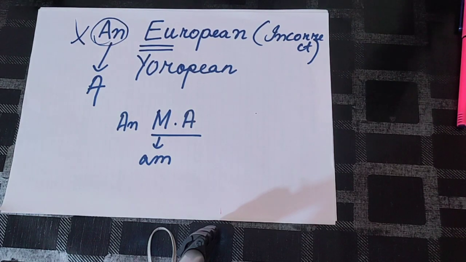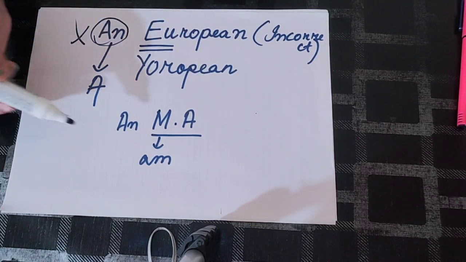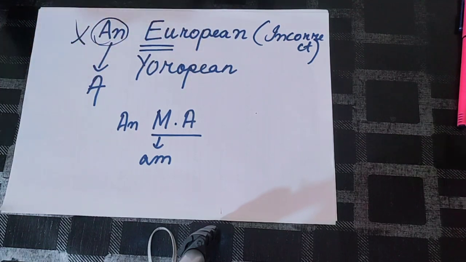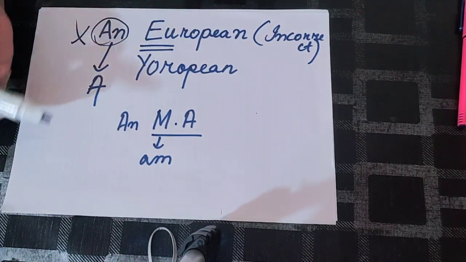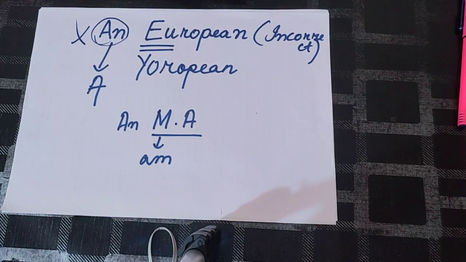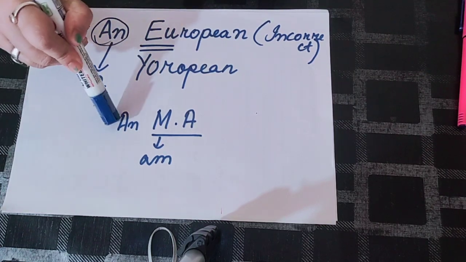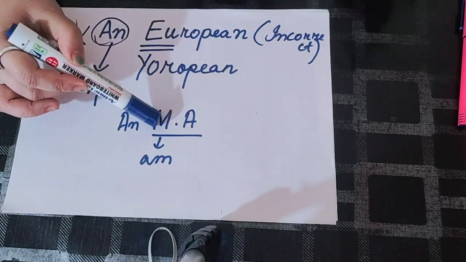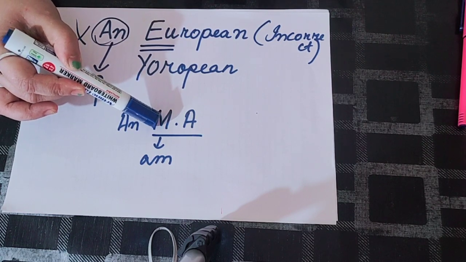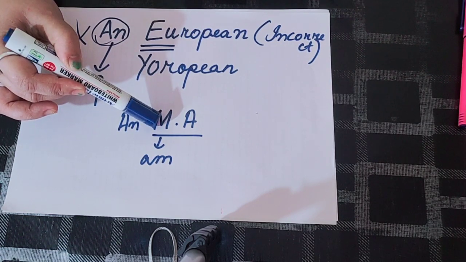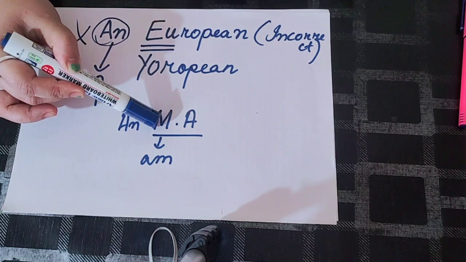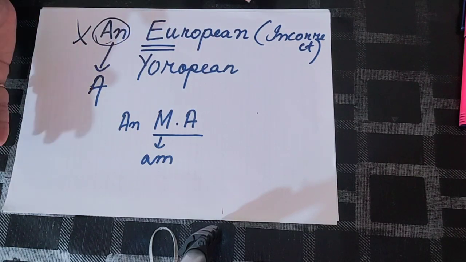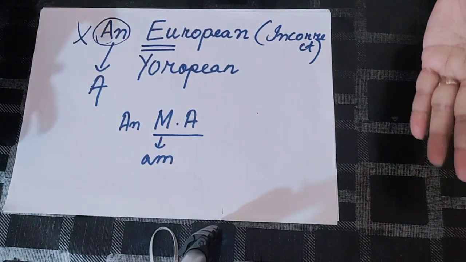Similarly, suppose I say that he is a MA. MA means Master of Arts, or MSc. If I say he is a MSc, then my sentence will be wrong. I need to write an MA or an MSc, because when we say the letter M, we are pronouncing it with A, that is am. We are using the vowel A in the sound. Therefore, an MA.